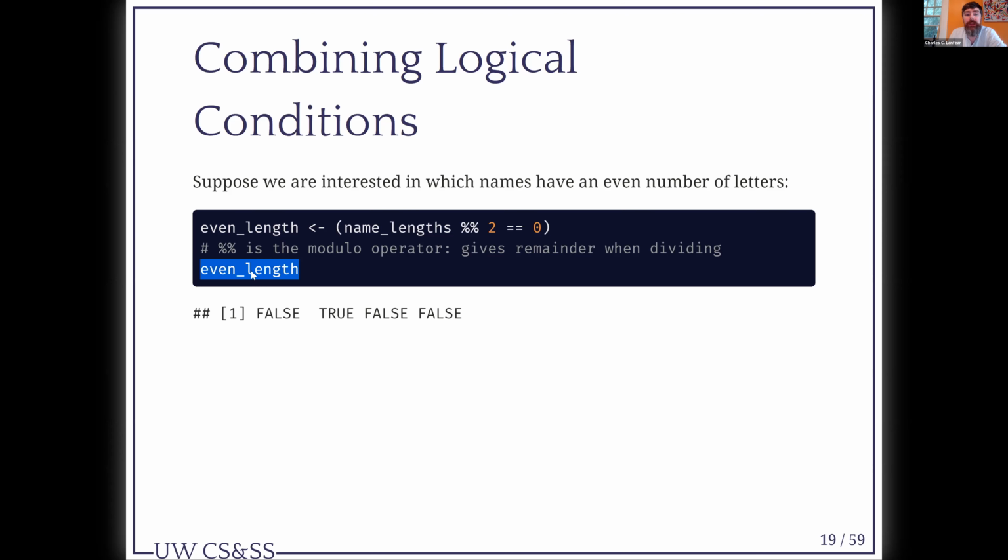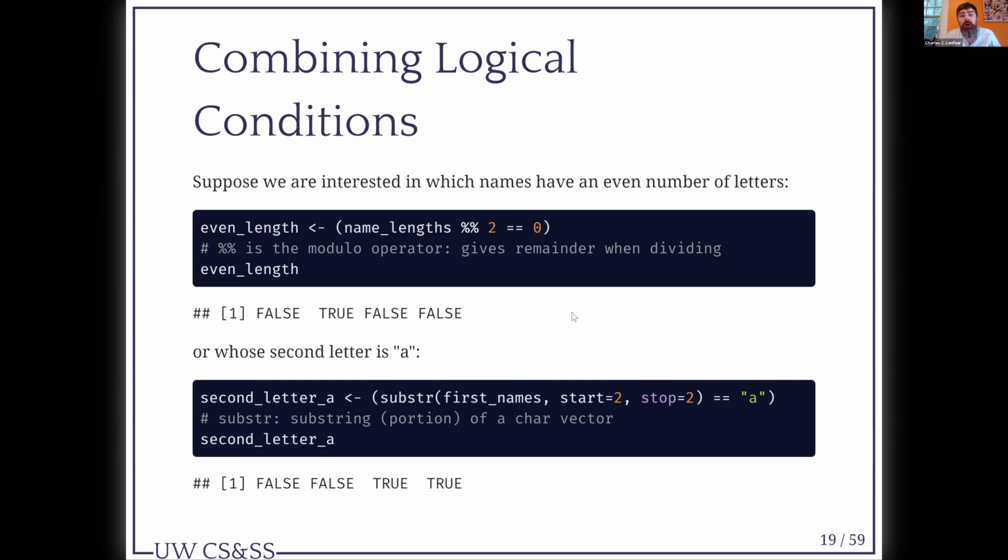If I say even length, false, because Andre was a 5-character name, true, because I think Beth there was a 4-character name, false, and false. So this is the only even length name in our names, okay?